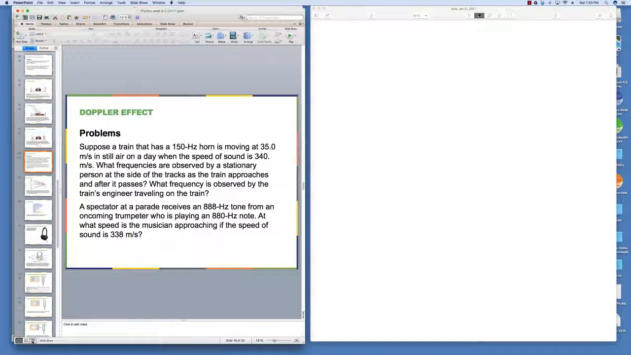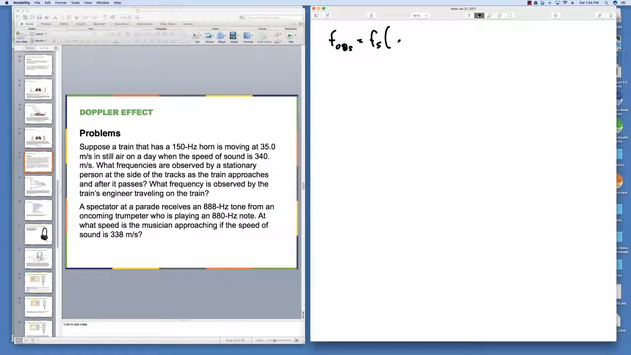So in this case, we have a source that is moving and a single observer who's stationary as it passes. So the formula, remember, for the source when it moves is as follows. The observed frequency is equal to the source frequency times the velocity of sound divided by the velocity of sound plus or minus the velocity of the source.